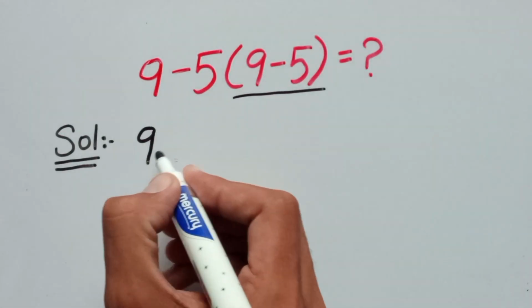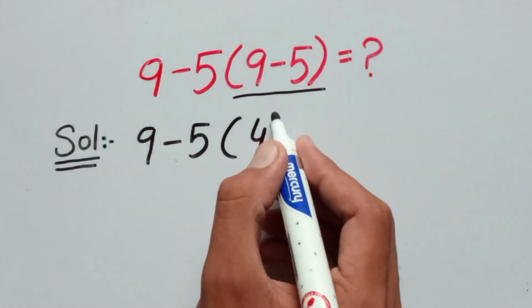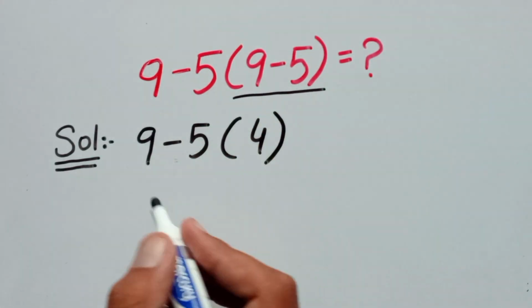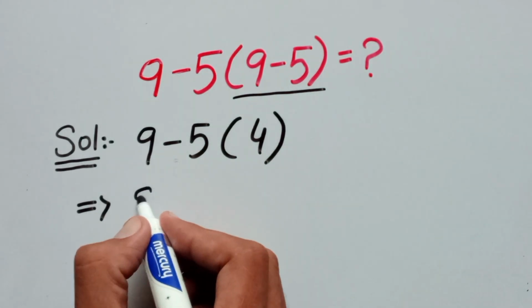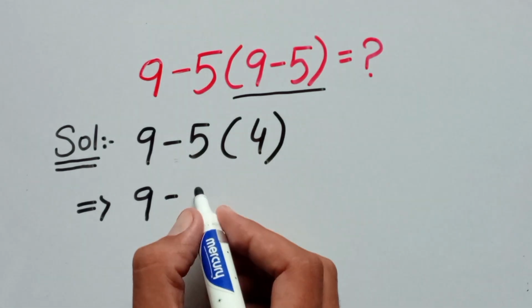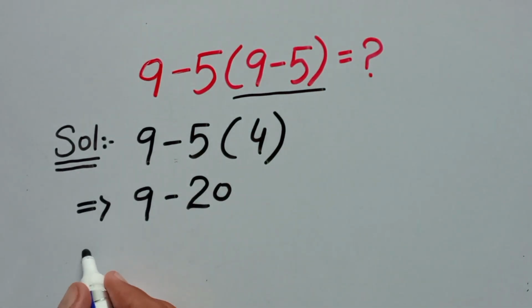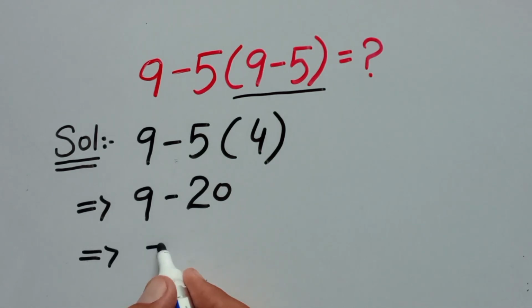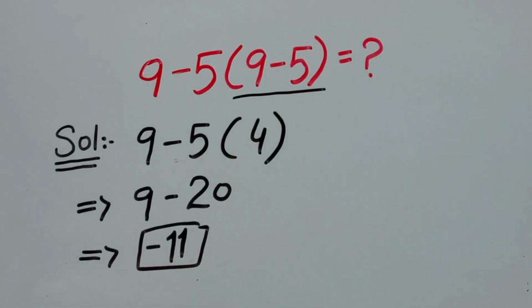So I can write here 9 minus 5 times (4), because 9 minus 5 is equal to 4. Now multiplication has higher priority than other operations. So 5 times 4 is equal to 20. Then 9 minus 20 is equal to minus 11. Guys, this is the final answer of this expression.